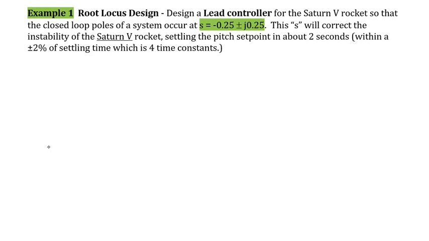This will correct the instability of the Saturn V rocket, settling the pitch set point in approximately 2 seconds, within plus or minus 2% of the settling time, which is 4 time constants. So to begin with, we have been talking about the Saturn V rocket, and I'm just going to provide that here.